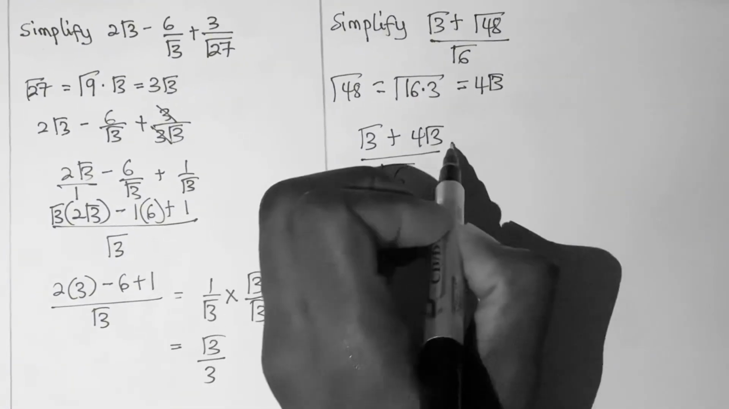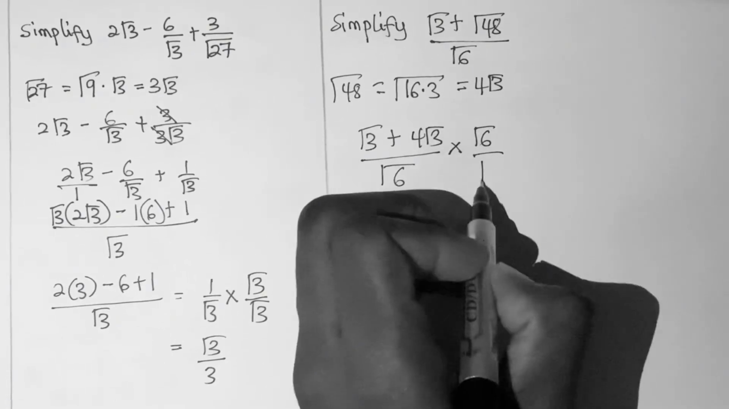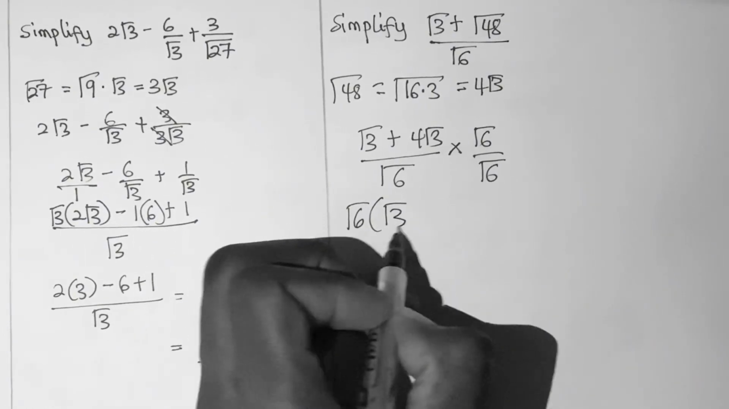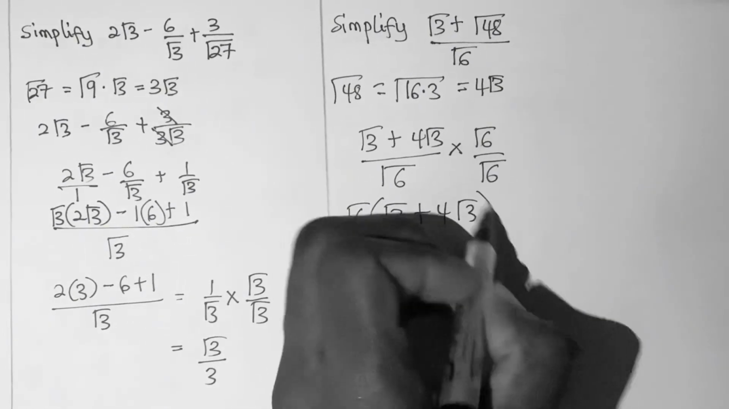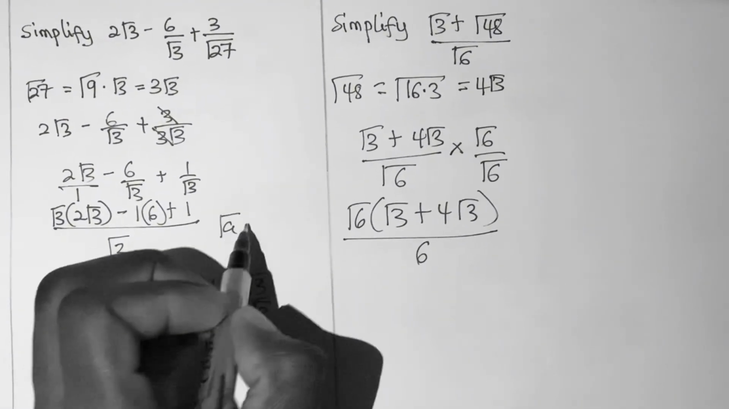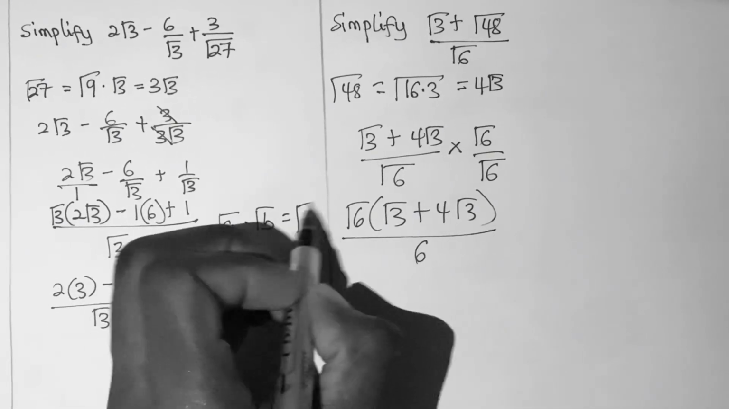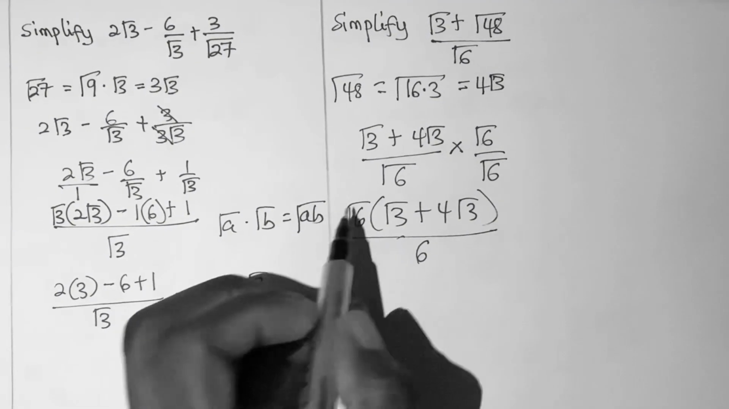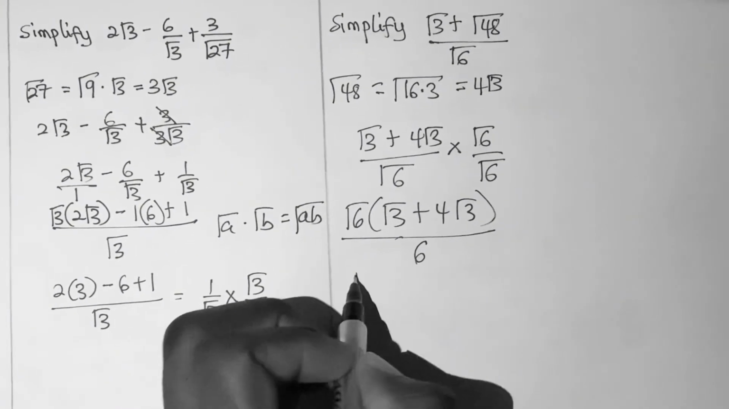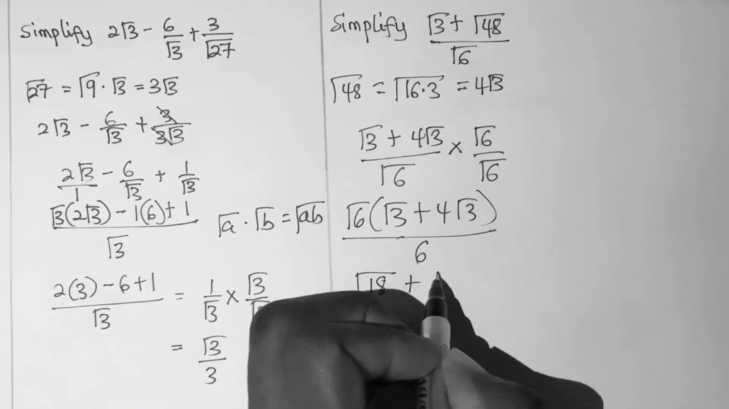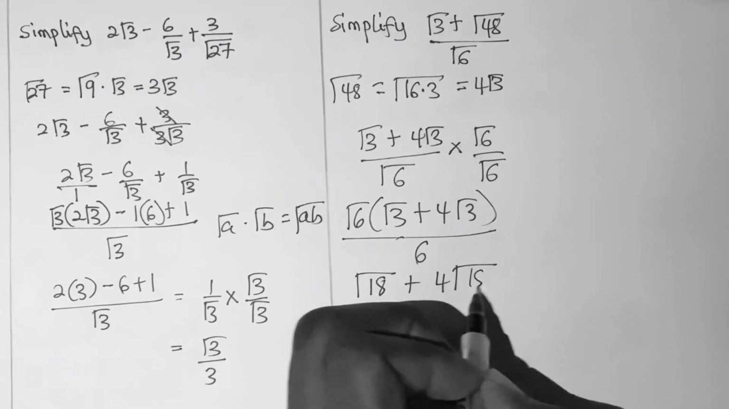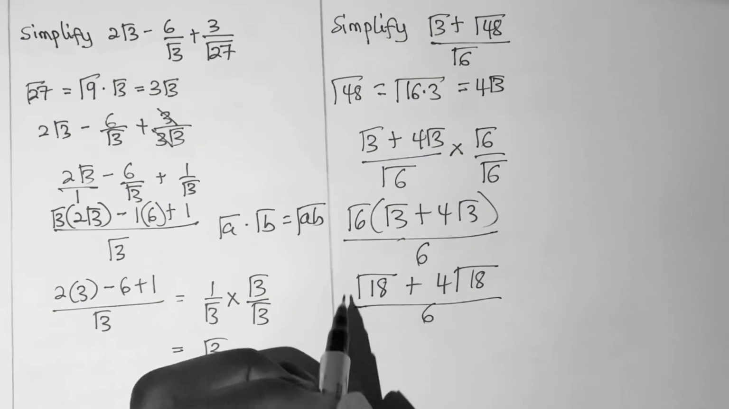Then now we rationalize. So multiply numerator and denominator by root 6 over root 6. So this becomes square root of 6 times square root of 3 plus 4 root 3 divided by 6. Now, root A times root B is equal to square root of A times B. So root 6 times root 3 is equal to root 6 times 3, which is 18. So this is equal to root 18 plus 4 root 18 divided by 6.